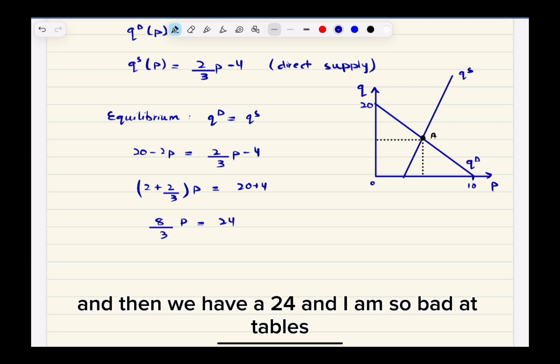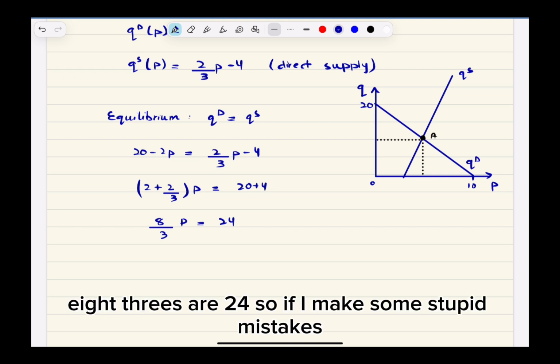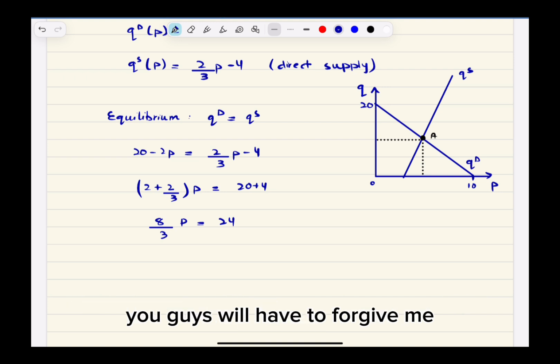And I am so bad at tables, like you won't believe it. I'm so bad. 8 ones are 8, 8 twos are 16, 8 threes are 24. So if I make some stupid mistakes, you guys will have to forgive me, because my mental math sucks, my tables suck.